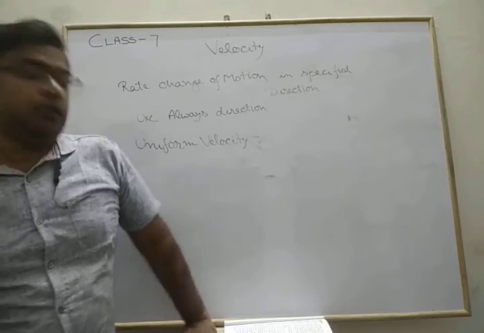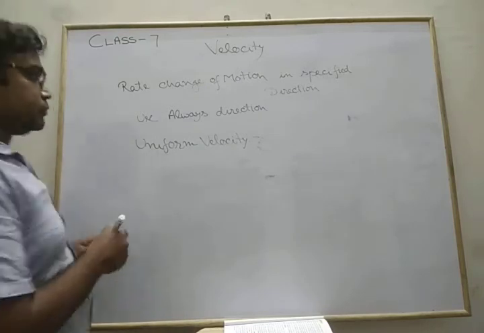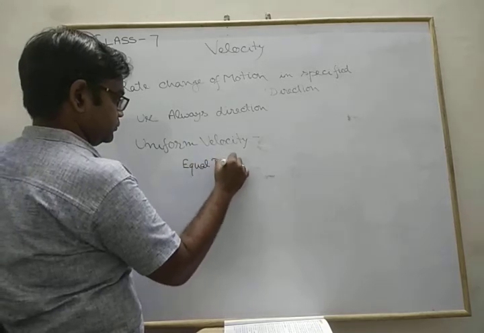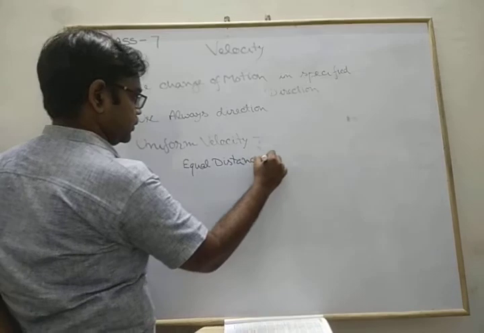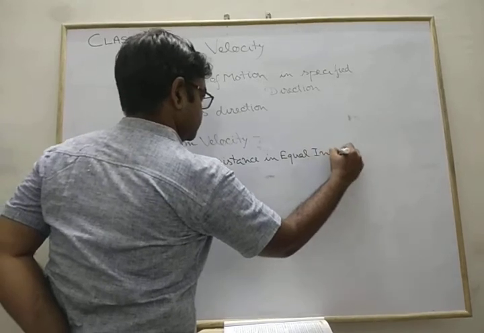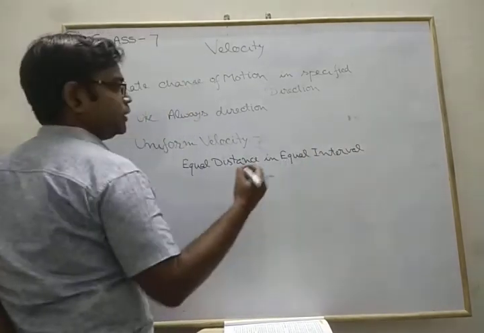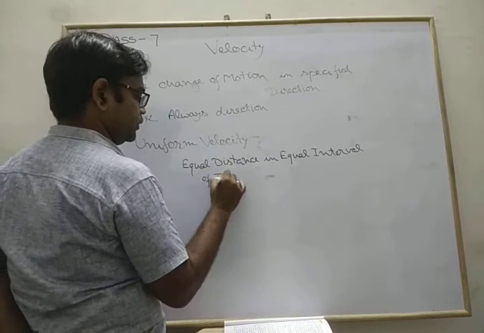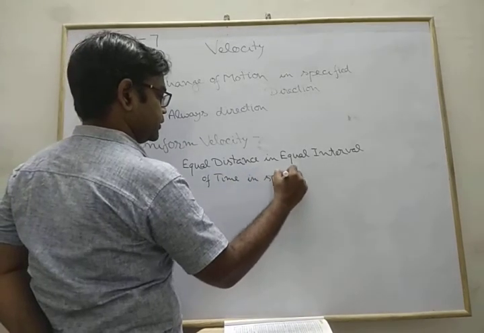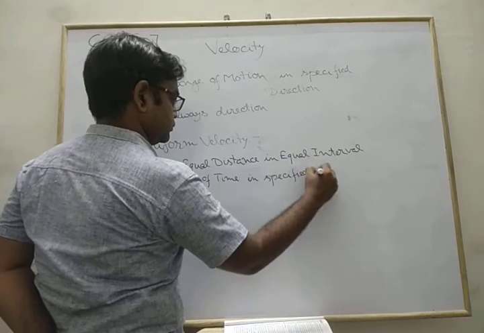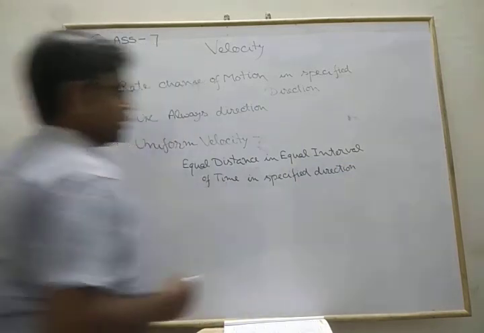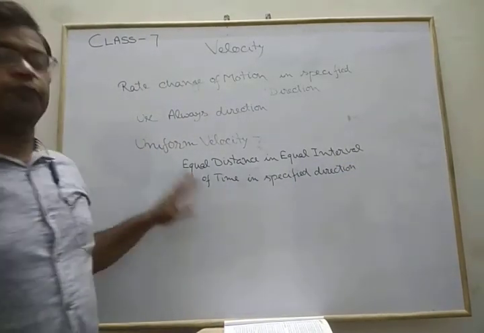So uniform velocity is a velocity when the body covers equal distance in equal intervals of time in a specified direction. In a specified direction, that is uniform velocity.